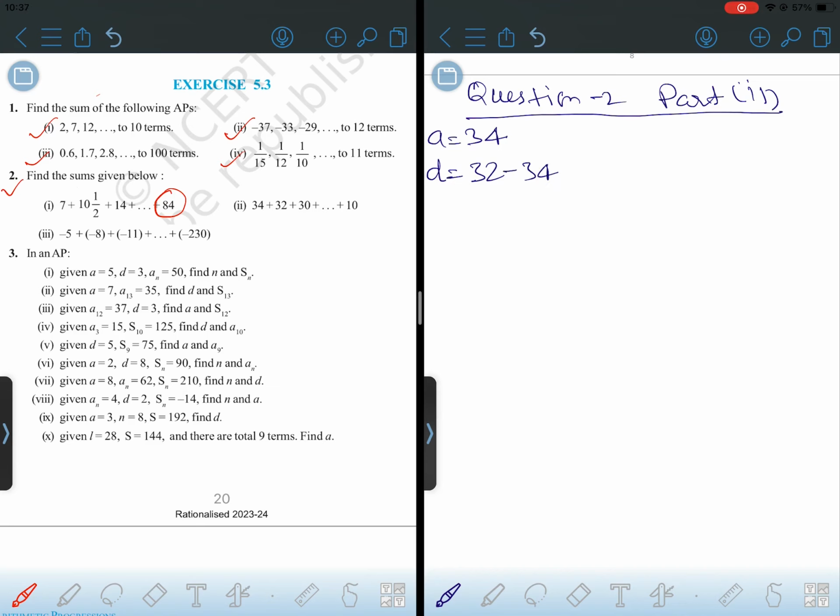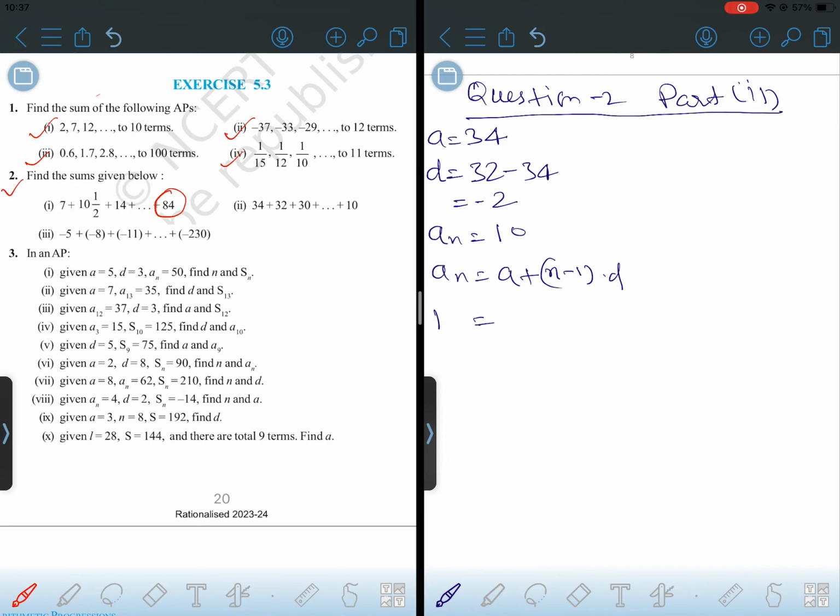That gives us minus 2, right? Then the last term, or an, is given as 10. So first we have to find out the number of terms, because to find out the sum of the AP, we require the number of terms, right? So we will use the AN formula: an is equal to a plus (n minus 1) into d. That basically is finding the nth term, right? So the nth term we are given as 10.